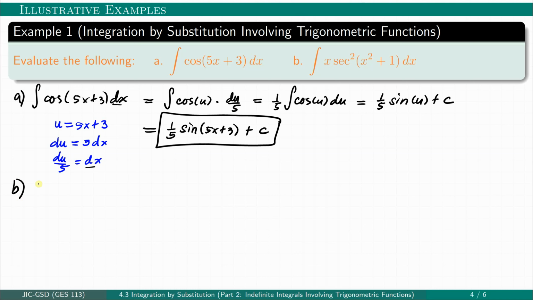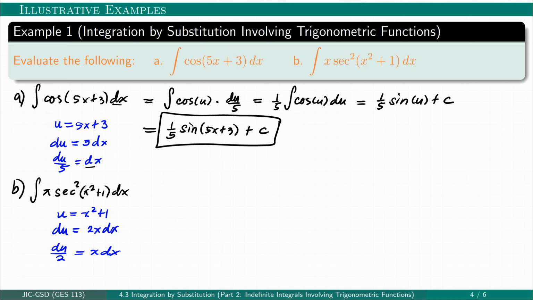For letter B, we have the integral of x times secant squared of x squared plus 1 dx. As before, we can let u be our angle. So u is x squared plus 1. Taking the derivatives both sides, this will give us du equals 2x dx. Now, from our integral, we have x multiplied by dx, so we only need x multiplied by dx. So we divide by 2 both sides. We will get du over 2 equals x dx.